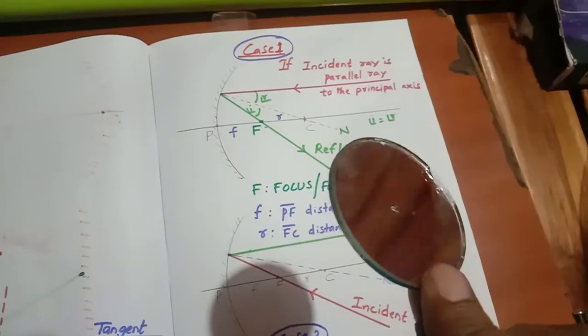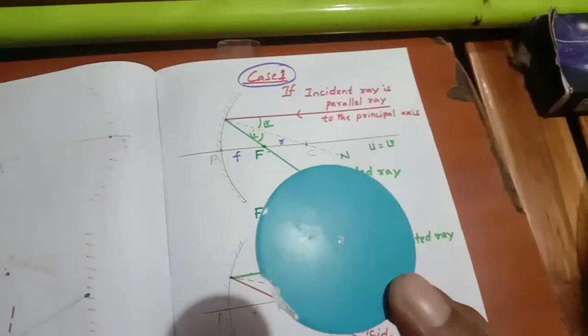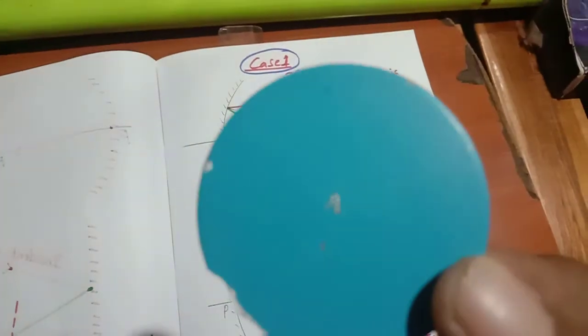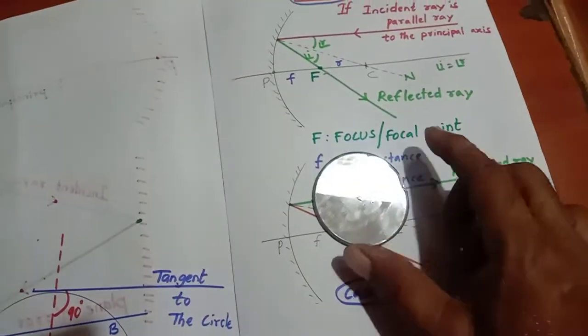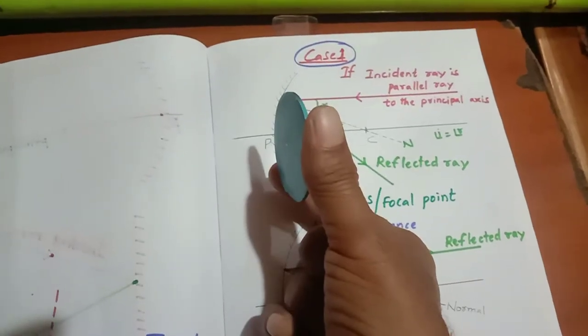Now you see this is a concave mirror and this outside is painted. This is concave mirror. If you put it like this, the ray, I have put that concave mirror in the bucket. Now I am focusing this light onto the mirror. So in the case of this one also, the ray is reflected.